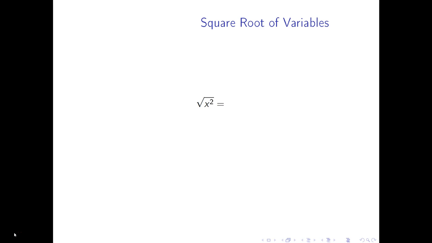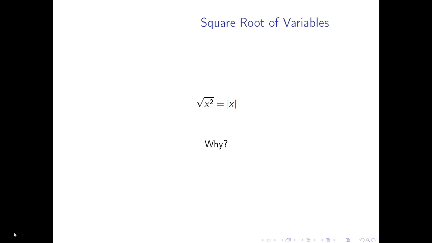Remember, square root is asking what number is being squared. So what would you say is the square root of x squared? Well, most people say x, but the answer is actually the absolute value of x. Remember, absolute value turns a positive to a positive and a negative to a positive, so it always gives a positive answer.